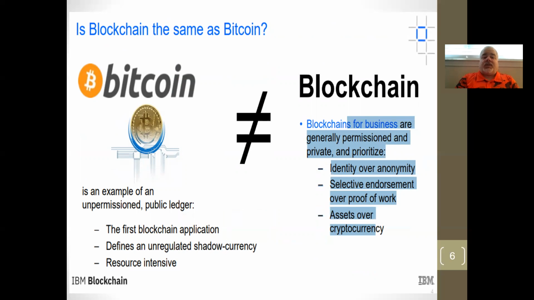And this is one of the confusions. Bitcoin. I hope you've heard of Bitcoin. It's been in the news a lot. Bitcoin is not the same as blockchain.